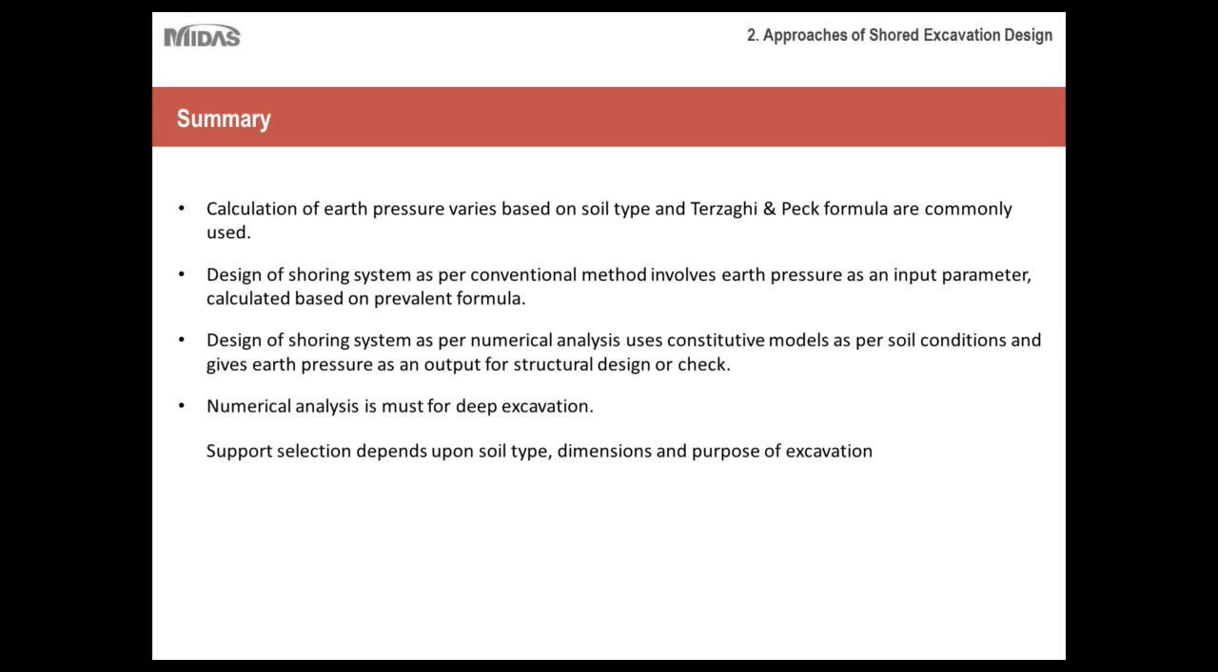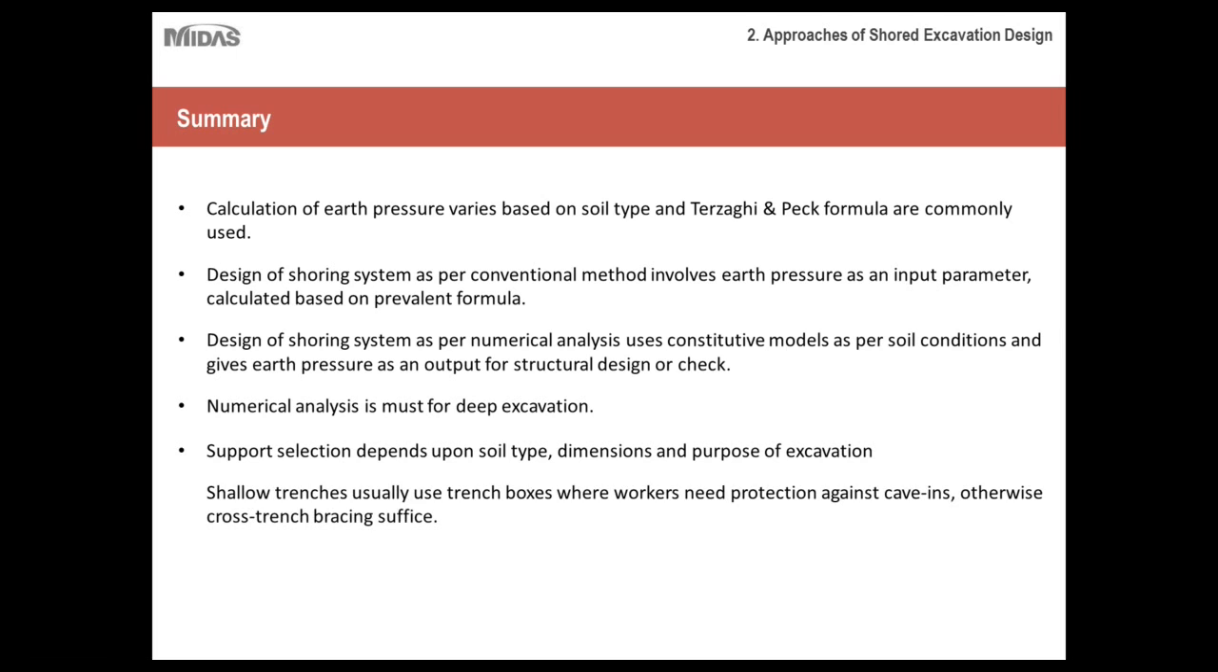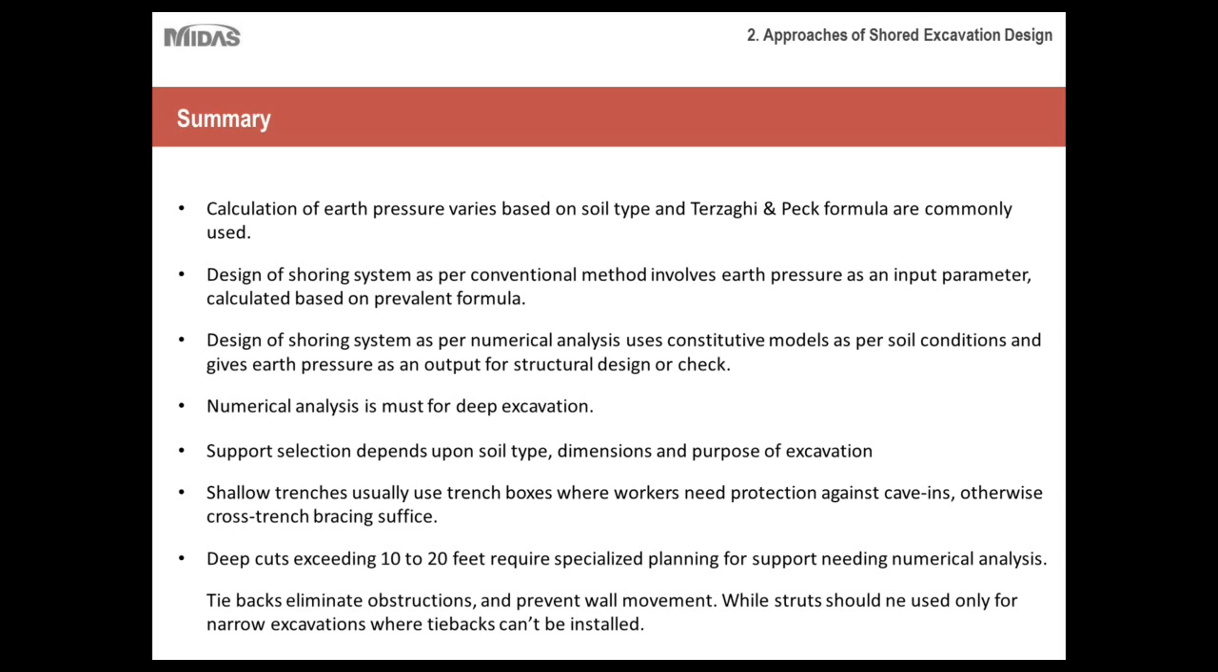Numerical analysis is a must for deep excavation. Support selection depends upon soil type, dimensions, and purpose of excavation, whether it is a utility or non-utility excavation. Shallow trenches usually use trench boxes where workers need protection against cave-ins. Otherwise, cross-trench bracings would suffice. Deep excavation exceeding 10 to 20 feet requires specialized planning for support needing numerical analysis. And finally, tiebacks eliminate obstruction and prevent wall movement, while struts should be used only for narrow excavation where tiebacks cannot be installed.